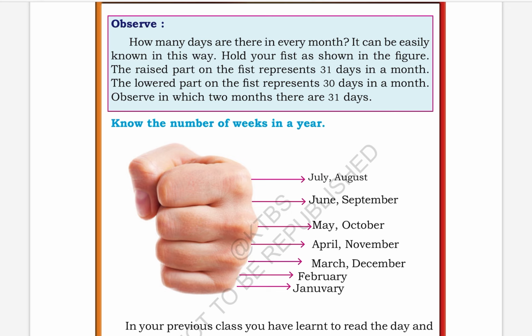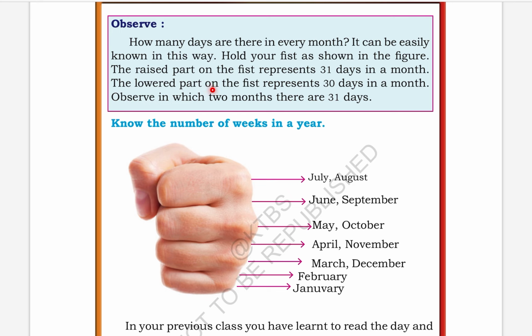How can it be calculated? How many days are there, how do you know? It can be easily known in this way. Hold your fist as shown in the figure. The raised part of the fist represents 31 days. See, this is a raised part of the fist, this one, this one, this one. The raised part represents 31 days in a month.